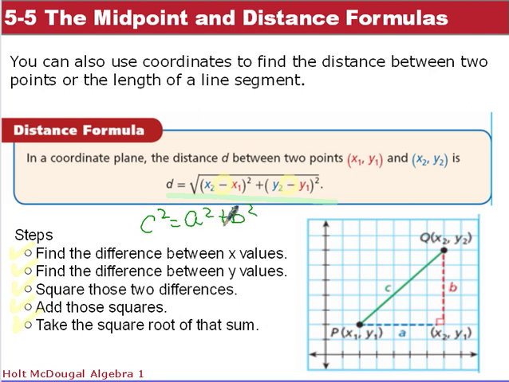C is our hypotenuse, which you could see here, which would be the distance we're trying to find between P and Q. So taking the square root of both sides, we get c equals the square root of a squared plus b squared, which is the difference of the x-coordinates squared plus the difference of our y-coordinates squared. But you can just remember the distance formula.